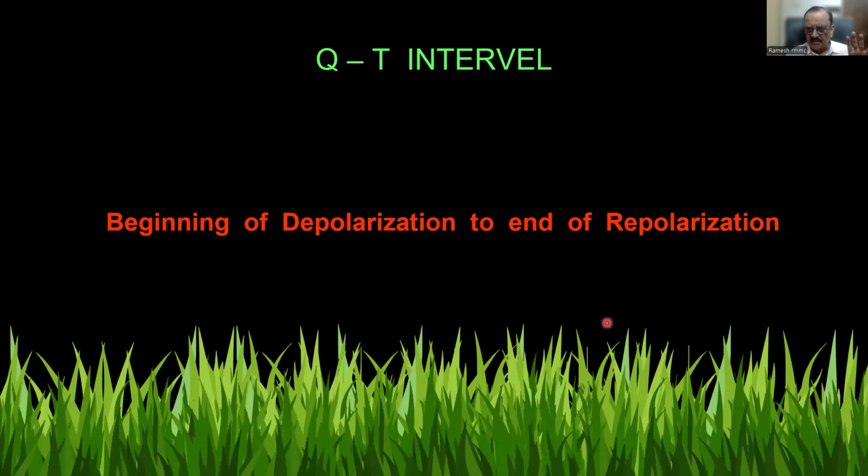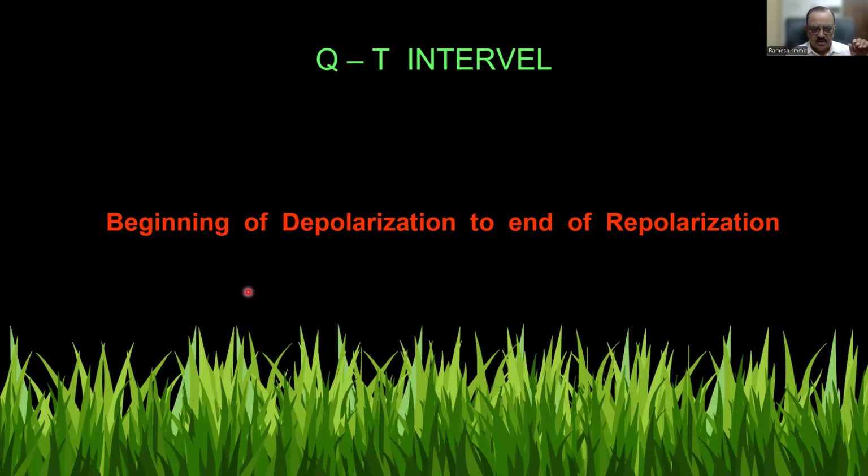Everybody got it? T wave? Any doubts? Yes, sir. Any doubts? Very good. QT. After the T wave, what next? What is important is the distance between the Q wave and the T wave. That is called the QT interval.